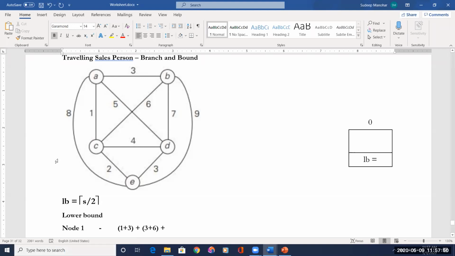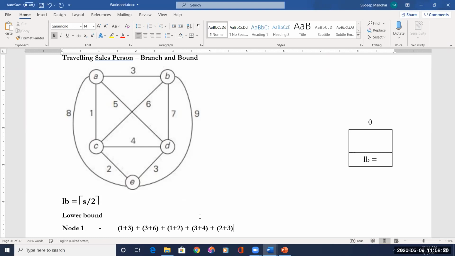Next, C. For C, it is 1 and 2. 1, 2, 6, and 4. So out of that, minimum is 1 and 2. Plus, for D, it is 7, 5, 4, 3. 3 and 4. Plus E, 8, 2, 3, 9. So 2 and 3 is minimum.